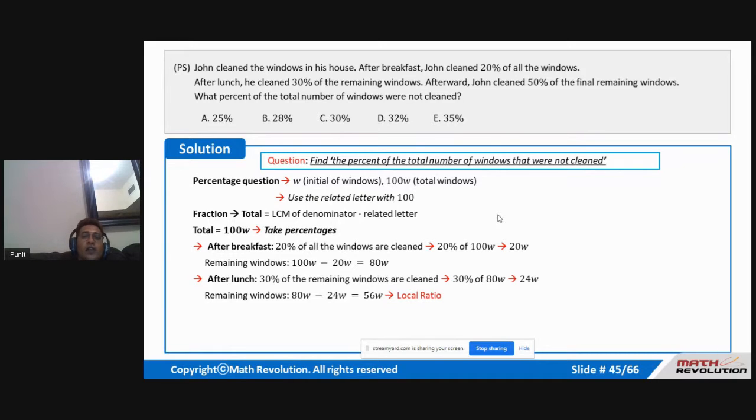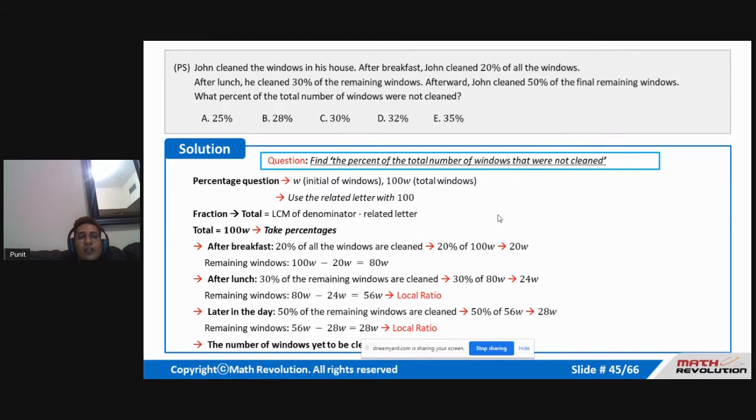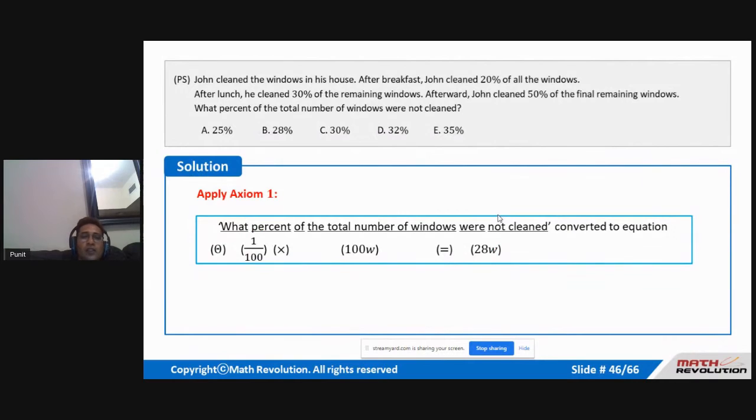Out of these 56 windows, only 50% are done. He has not completed his job. So 50% of 56, that's half of anything, becomes 28 windows done. That means 28 windows are not done. So 28 windows out of 100 windows means it's 28%.